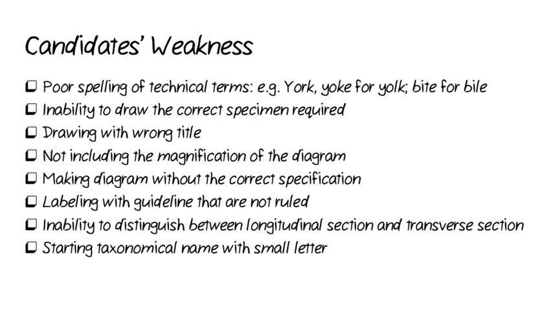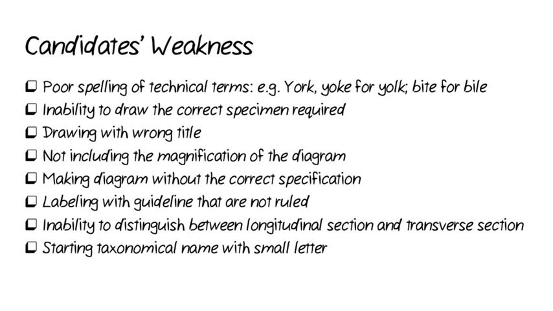On this slide, I'm going to outline some of the candidates' weaknesses and mention some ways that these weaknesses can be overcome. First of the weaknesses is poor spelling of technical terms. While writing the biology paper, students are expected to know biological jargons and their proper spelling. You have to know this.